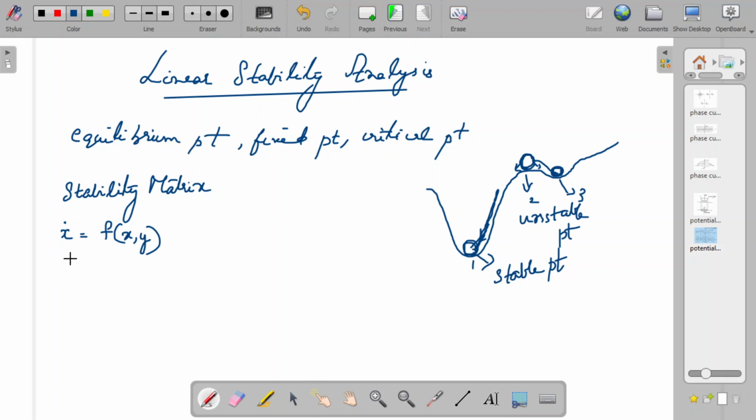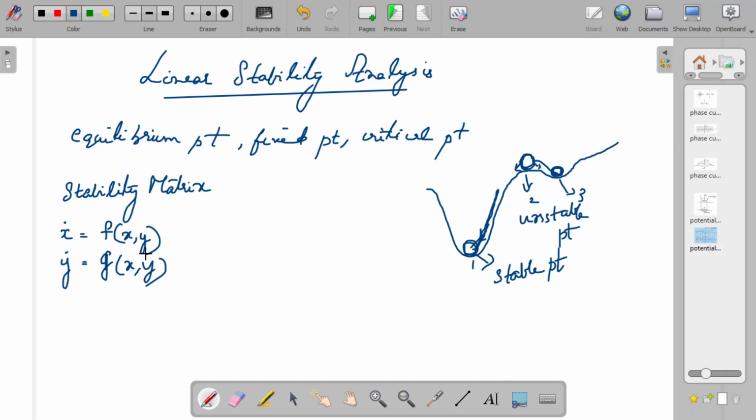Okay. Now let me take the displacement in the y direction, that is dy by dt, and let that be of the form of another function, g of x, y. And this f and g are some non-linear functions. f of x, y and g of x, y are non-linear functions of x and y.